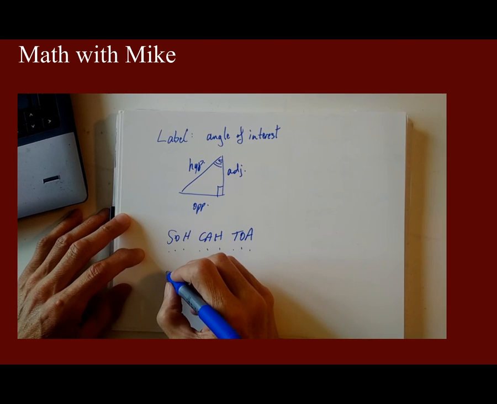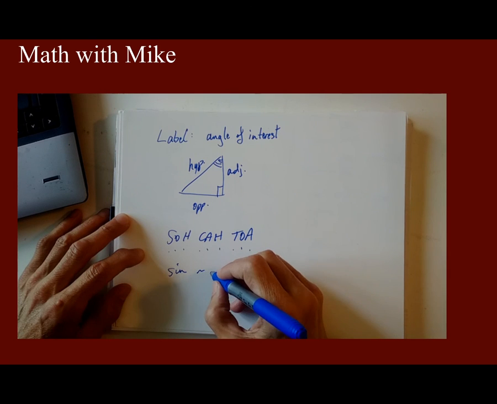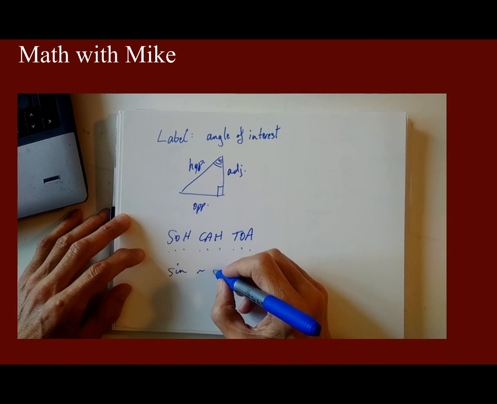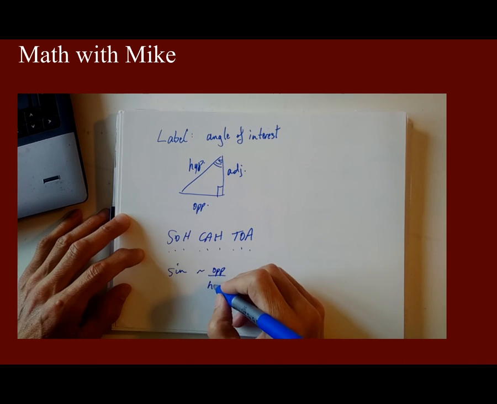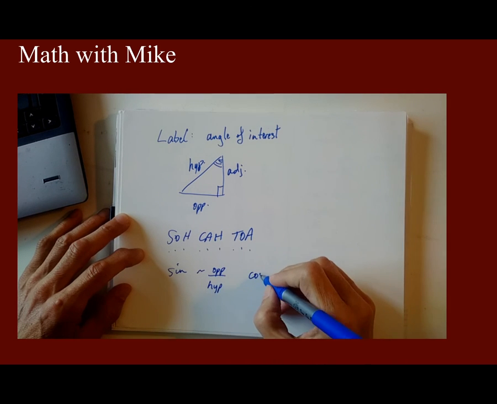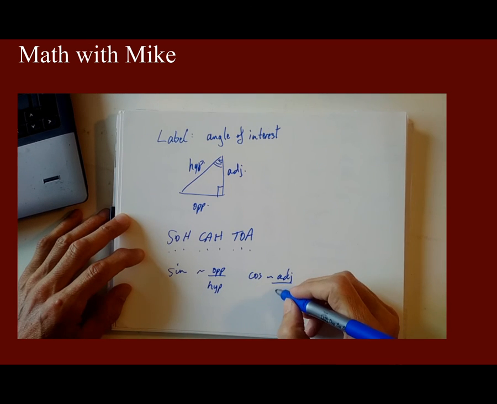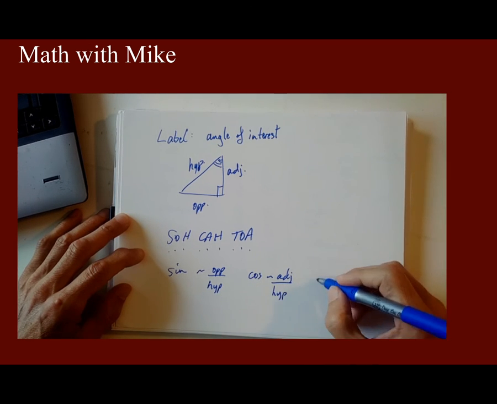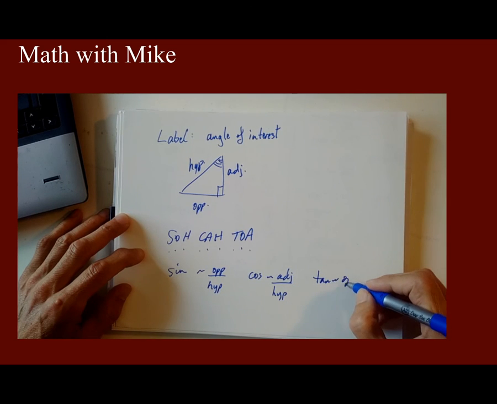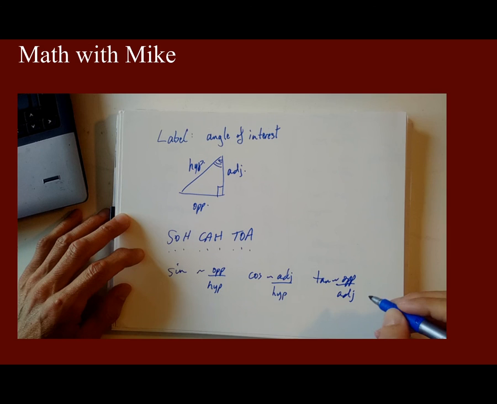From this we get sine. It's going to be the name for opposite over hypotenuse. Cosine is going to be the name for adjacent over hypotenuse. Tangent is the name for opposite over adjacent.